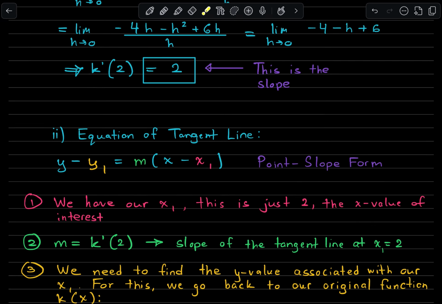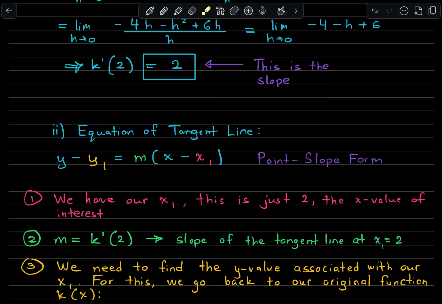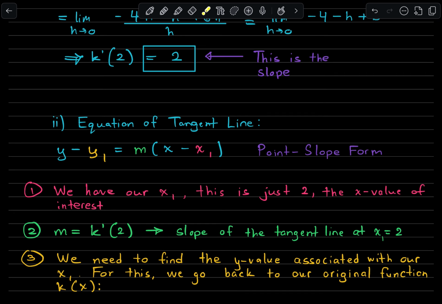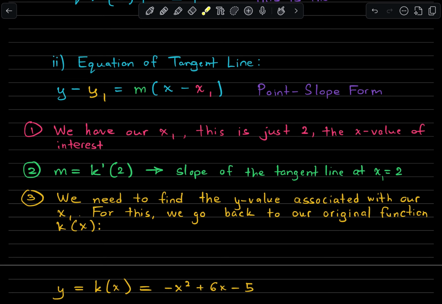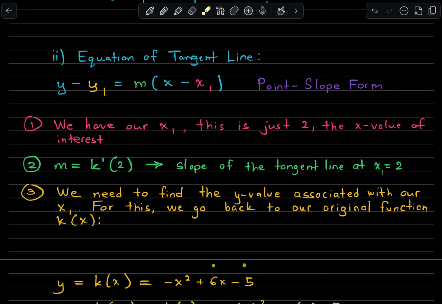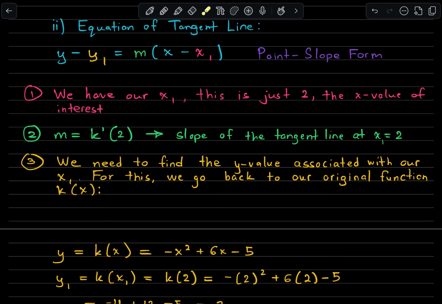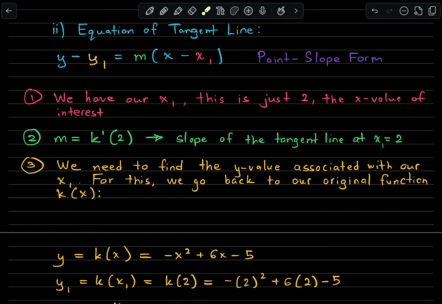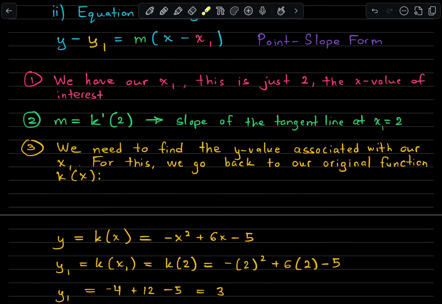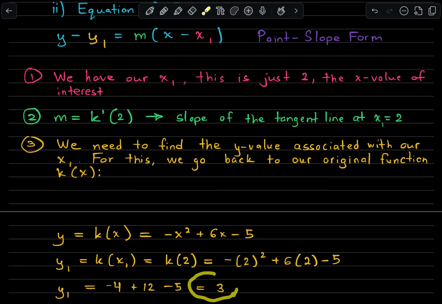And the last thing we need to find is the y value associated with our x1. For this, we go back to our original function k of x, right? So k of x is kind of just the same thing as y. Y is equal to k of x is equal to negative x squared plus 6x minus 5. Plug in our x1 of interest, which is 2. The negative of 2 squared plus 6 times 2 minus 5. All of that is going to reduce to just y equals 3.